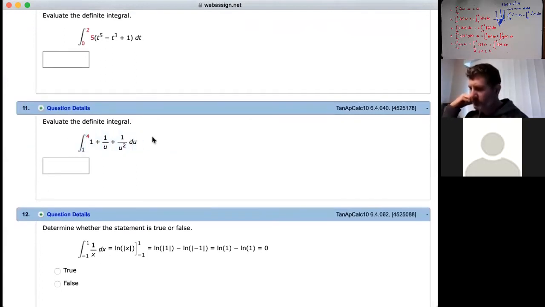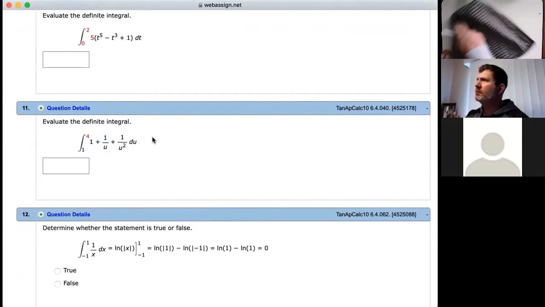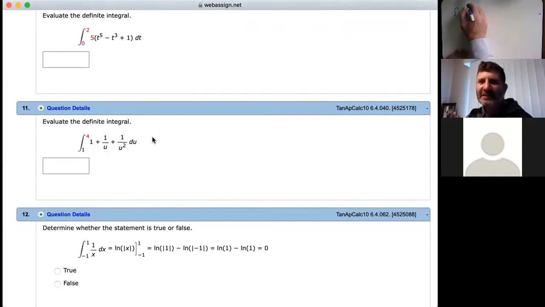Awesome. So actually, this is a great question because this sort of leverages one of our properties of definite integrals. Let me copy it onto the whiteboard here. So my version, definite integral from 1 to 4 of 1 plus 1 over u plus 1 over u squared du.